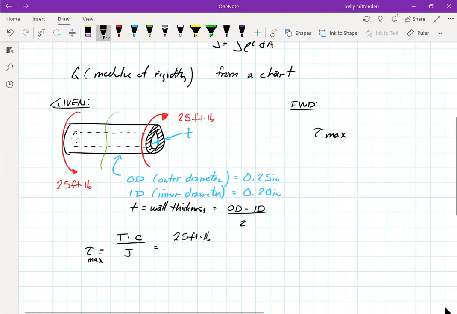A lot of times these feet in here are going to mess us up, so let's convert that over to inch-pounds. C is the outer radius. We have an outer diameter of 0.25 inches, so the outer radius will be half of that. And then J will be pi over 2 times outer radius to the 4th minus inner radius to the 4th. So this one actually has an inner radius. So 0.25 divided by 2, minus, we did 0.2 for the inner diameter, but we need to divide that by 2 to get inner radius, and end up with something like that.